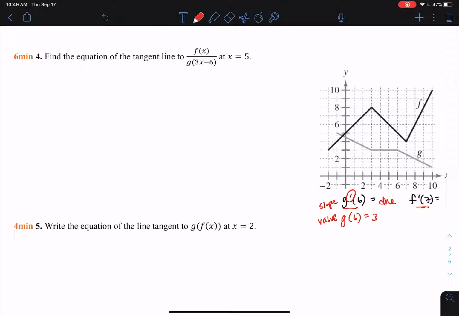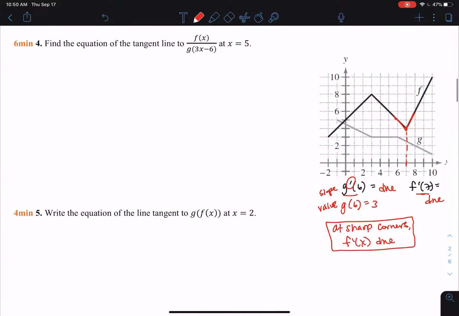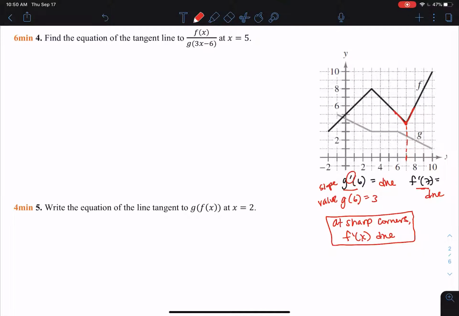Let's look at f prime of 7. Try this one yourself. So we go to x equals 7, and I want the prime, so therefore I want the slope. And again, notice the left-hand slope is negative, the right-hand slope is positive, therefore the slope doesn't exist. So what you're learning is that at sharp corners, the derivative does not exist, because it implies that there's a different slope on the left than there is on the right. Let's do one final example.